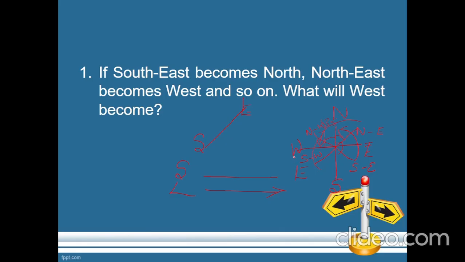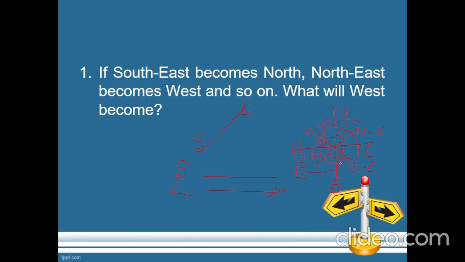This is west, so we have to move 135 degrees in the anti-clockwise direction. This is 90 degrees, and another 45 degrees. Therefore 90 plus 45 is 135 degrees. Therefore the answer is the southeast direction. You can also move in the clockwise direction. If you take the clockwise direction, the angle is 45, 90 and 90, so 180 plus 45 is 225 degrees.